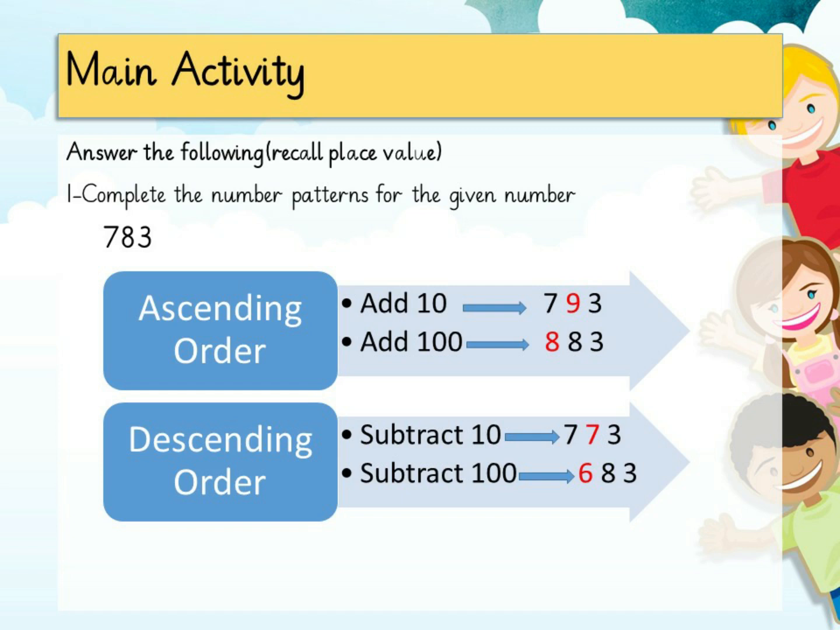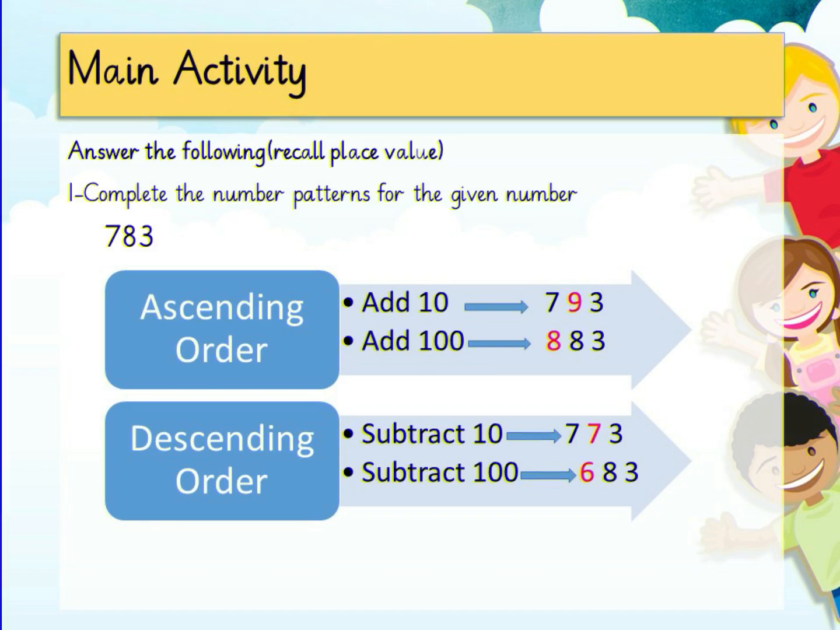In the same way, by subtracting 10 and 100 from 783, we got 773 and 683. How to arrange these numbers in descending order? First, we will write down the bigger number, then the smaller number. It starts with 773 and then 683. This is the descending order of the given numbers.